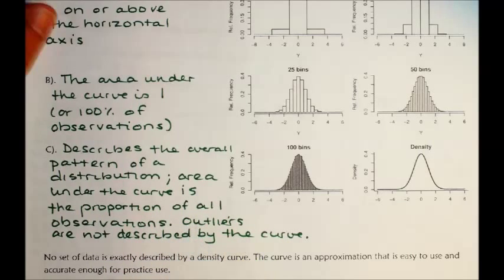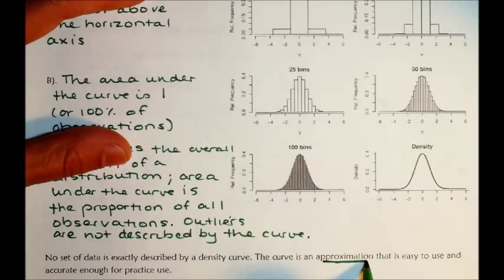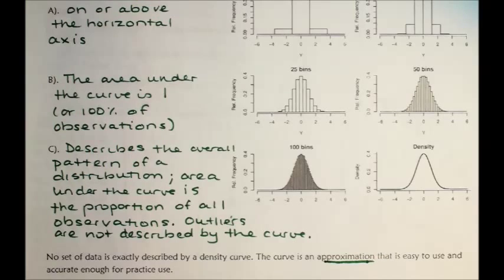So no set of data is exactly described by a density curve. The curve is an approximation. It's easy to use and it's accurate enough for our practical use.